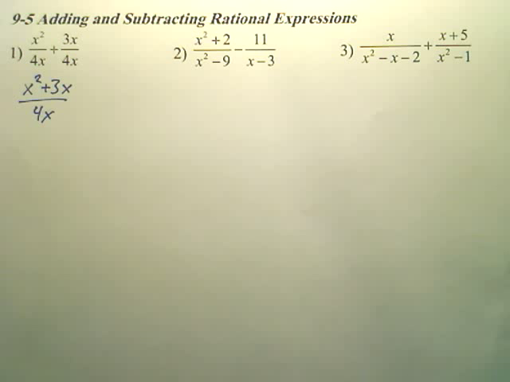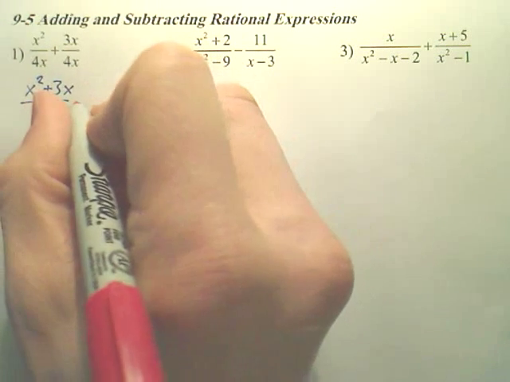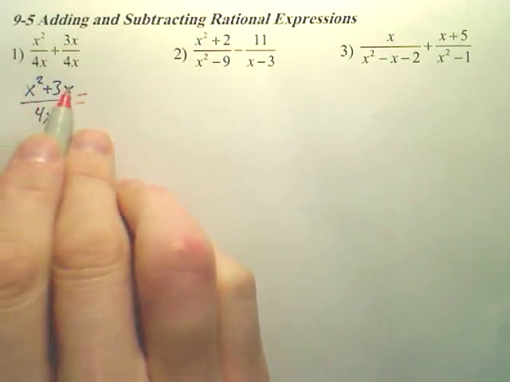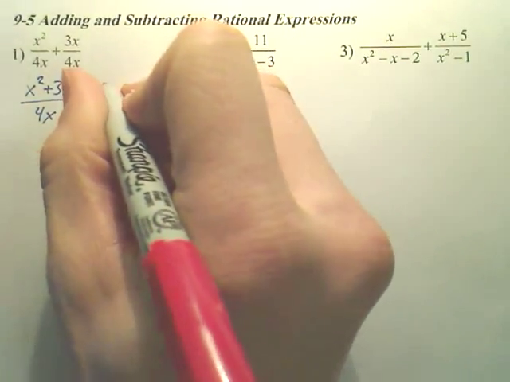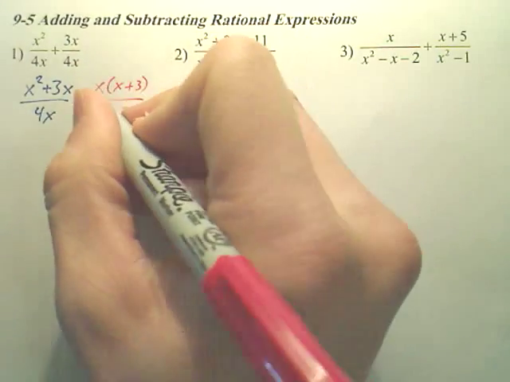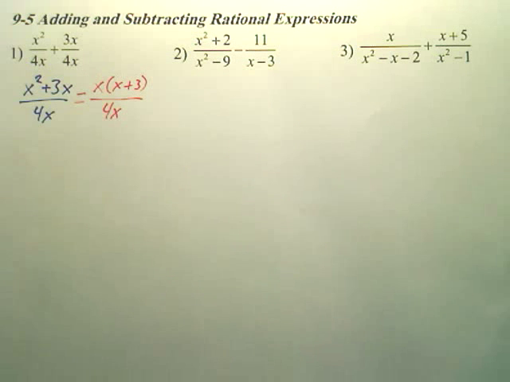Now we're not completely done. Can you factor the top? Does the top factor? Yeah, what comes out of these two? X. Leaving us x plus 3. And we still have 4x on the bottom.